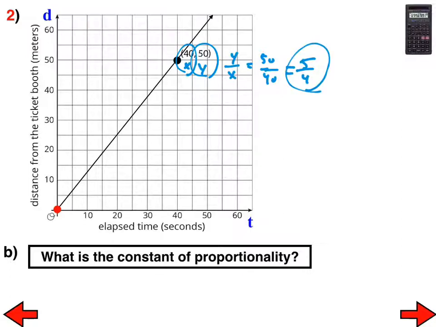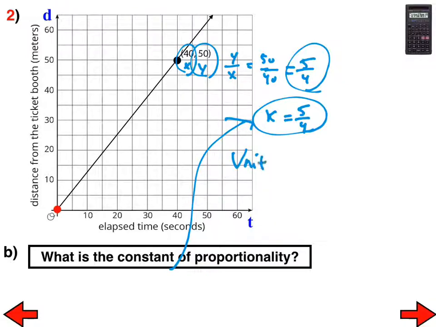There's no need to convert it to a mixed number. There's no need to convert that to a decimal. It's just 5/4. So the constant, and I'm going to do all of it on this screen, is k equals 5/4. That's the constant of proportionality. The unit rates definitely has 5/4 in it. 5/4 what per what? Any ideas?